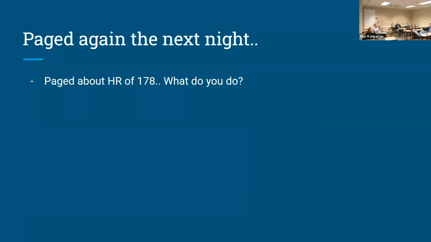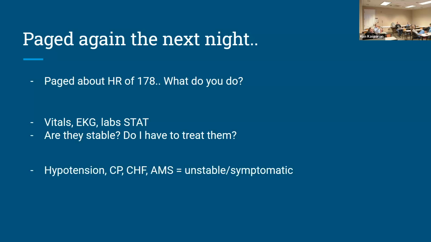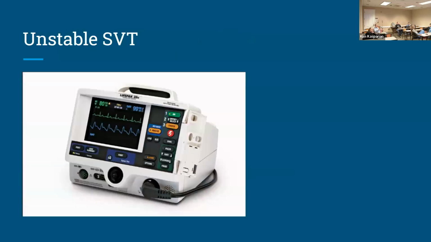I mean, we just have to figure out if it's stable or unstable again. That's right. Same criteria for stable, unstable. Probably try and get an EKG as quick as you can. Stat labs, vitals. So same exact stuff. All right, what do we want to do if it's unstable?